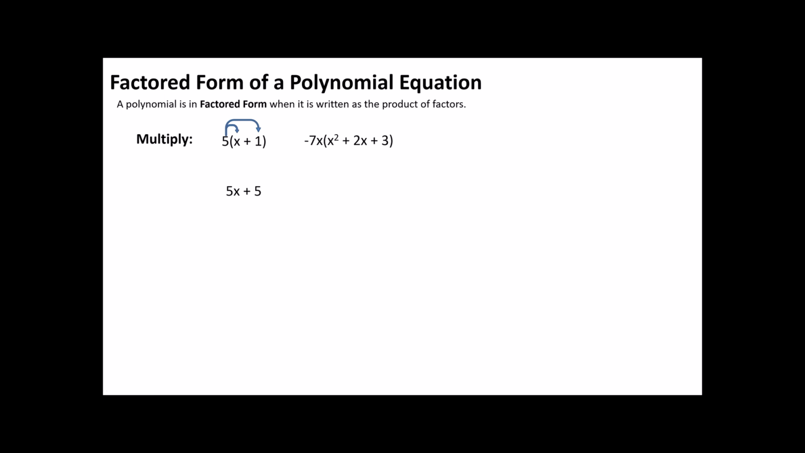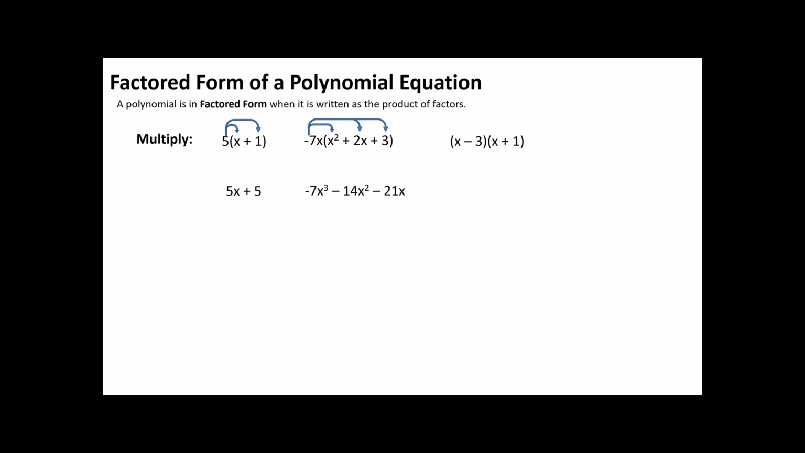And then we did some that were more complicated. We maybe had a linear monomial on the outside, a quadratic trinomial on the inside, and we distributed that negative 7x out to everything on the inside. This again is standard form. This is a cubic trinomial. This up here is factored form. You have the linear monomial multiplied by the quadratic trinomial.